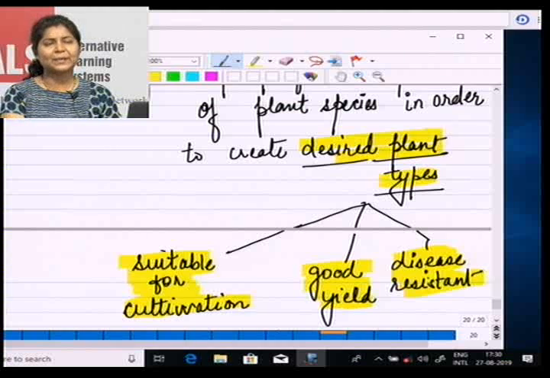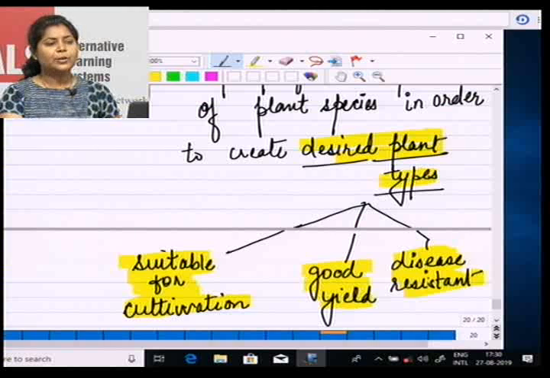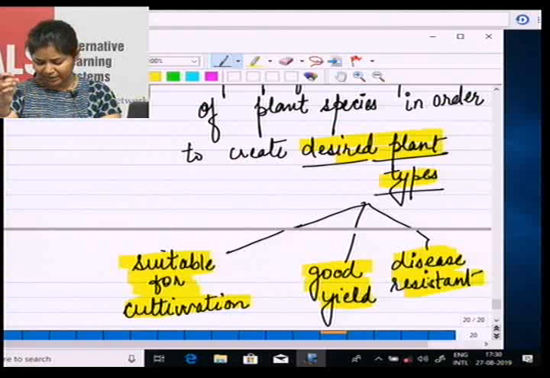So plant breeding experiments are constantly going on throughout the country to have the best plant type according to that region, according to that area.